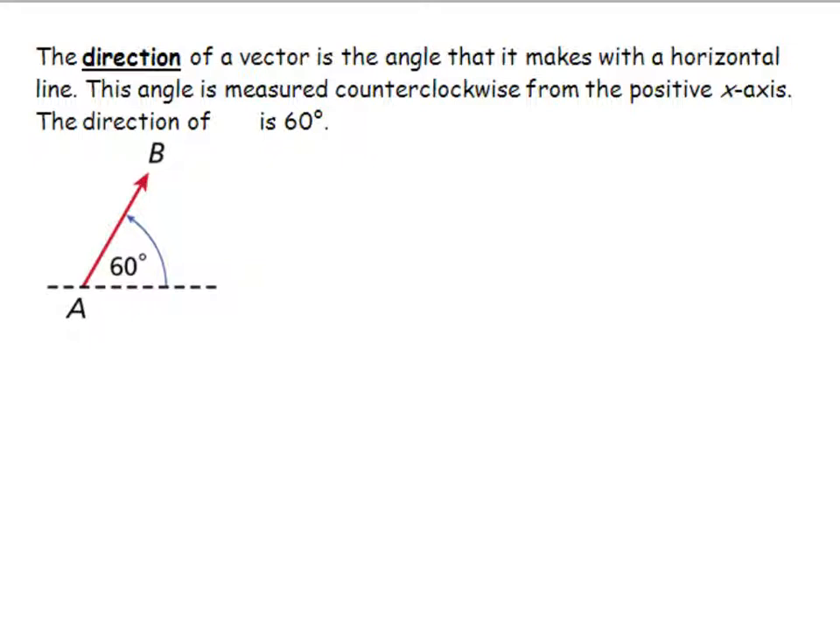All right, so we also have direction. Remember, it's speed and direction. The direction of a vector is the angle that it makes with a horizontal line. This angle could be measured clockwise from the positive x-axis. So the direction of this vector AB, in this case, here's my horizontal, the direction is going to be 60 degrees.